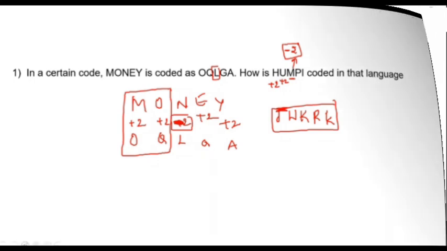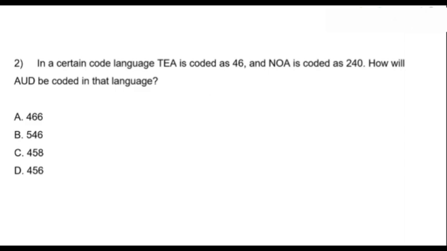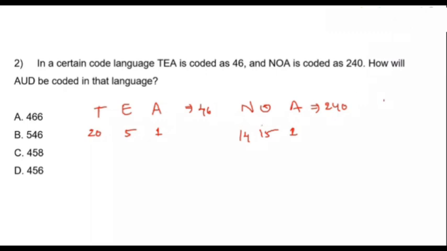The next question. So look at this. Okay, everybody will solve this one. T E A, whenever we are given this and the number is given, the only thing that we know is their numbers. Now this is 20, this is 5, this is 1. Now the next one, we'll try to observe this, N O A. N 14, O 15, A 1. The sum is going to give you 240. Now, how will A U D be coded in this language? He's asking for A U D. Observe it, everybody.